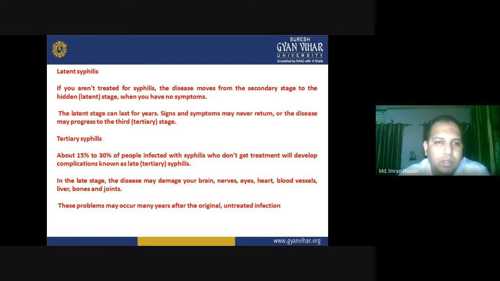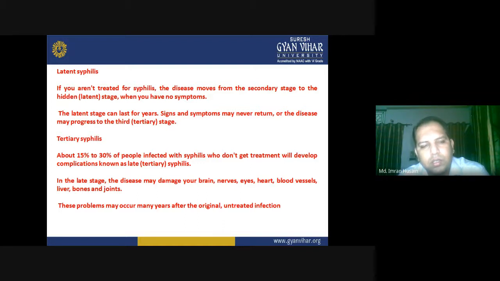Latent syphilis. If you are not treated for syphilis, the disease moves from the secondary stage to the hidden latent stage, when you have no symptoms. The latent stage can last for years. Signs and symptoms may never return, or the disease may progress to the third, tertiary stage.